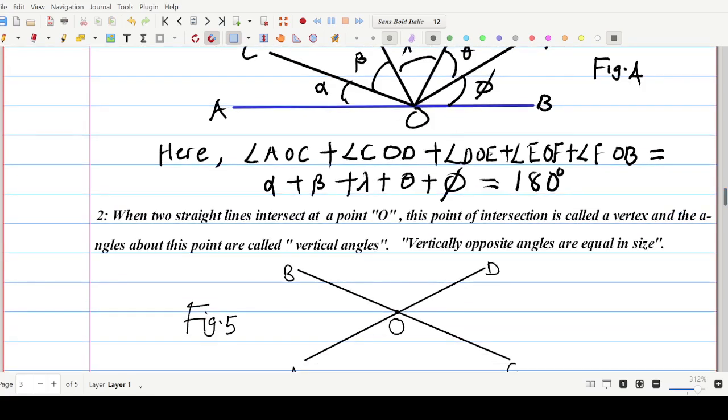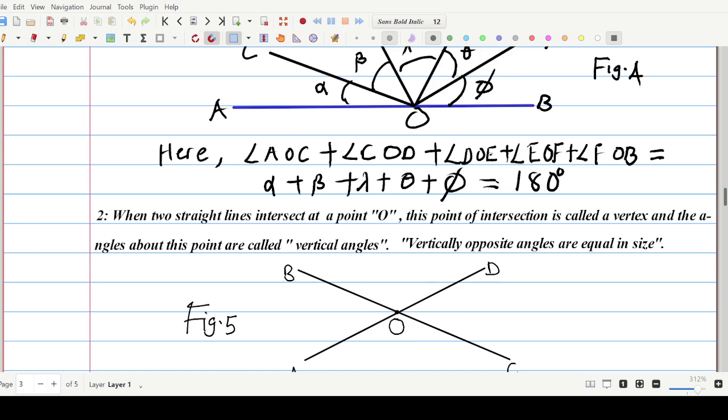Number two, say when two straight lines intersect at a point O. When two straight lines intersect at a point O, this point of intersection is called a vertex. And because it is a vertex, the angles about these points are called vertical angles. Vertical in the sense that they are about the vertex. So we call them vertical angles. All right. Now, there's a fact about vertical angles. If the vertical angles are opposite each other, then they will be equal in size.